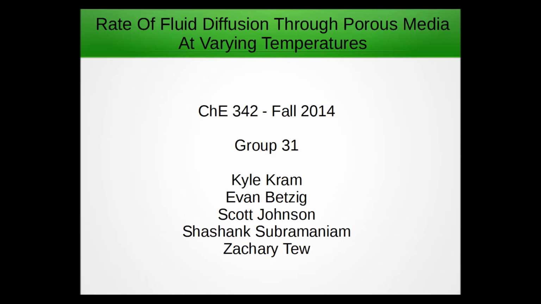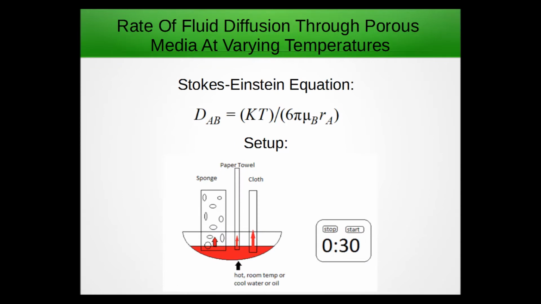The experiment we have decided to perform is to show how temperature affects the diffusivity of liquids through various solids. Using the Einstein-Stokes equation, we predicted that as temperature increases, liquid diffusivity also increases, and to demonstrate this, we designed an experiment that would vary temperature and measure diffusivity, keeping other variables constant.